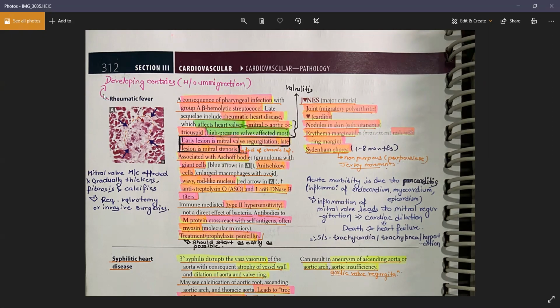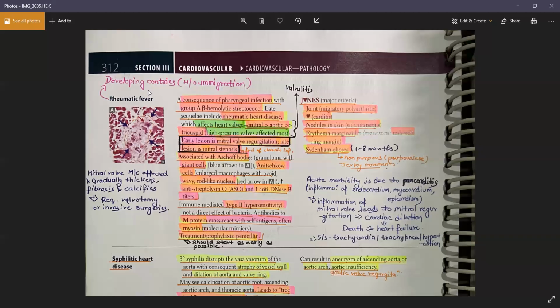This rheumatic fever generally happens because of a cross-reactivity of antigens with the M protein of the bacteria, which is Streptococcus pneumoniae. Sorry, not Streptococcus pneumoniae, I'm sorry about that. It's Streptococcus pyogenes. The bacteria Streptococcus pyogenes has an M protein, which is an antiphagocytic protein. With the help of this antiphagocytic protein, Streptococcus pyogenes can invade the bloodstream, right?